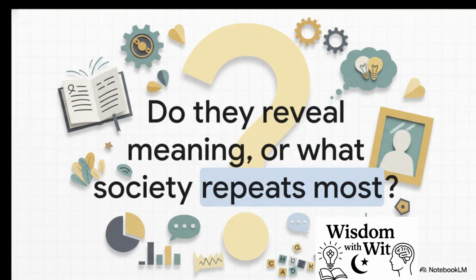I want to leave you with a final, kind of provocative thought to chew on. Do frequency lists tell us what language inherently means, or do they merely reflect what society chooses to repeat most often? Ultimately, repetition is meaningful. It reflects our habits, our conventions, and our desires. When we look at a frequency list, we aren't just looking at a math table. We're looking squarely into a mirror that reflects human culture itself.